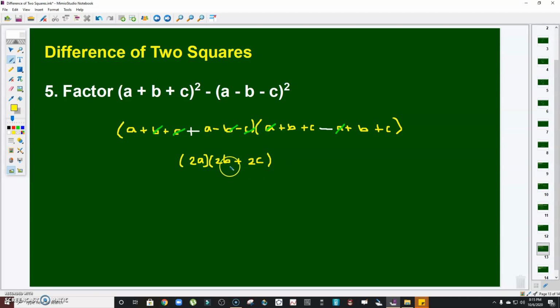I can factor out 2 here, so you will have 2 times 2. This one will become 4a times the quantity b plus c. Clear? So therefore, our answer here is this one. If you're going to factor this, this will be our answer. Okay?